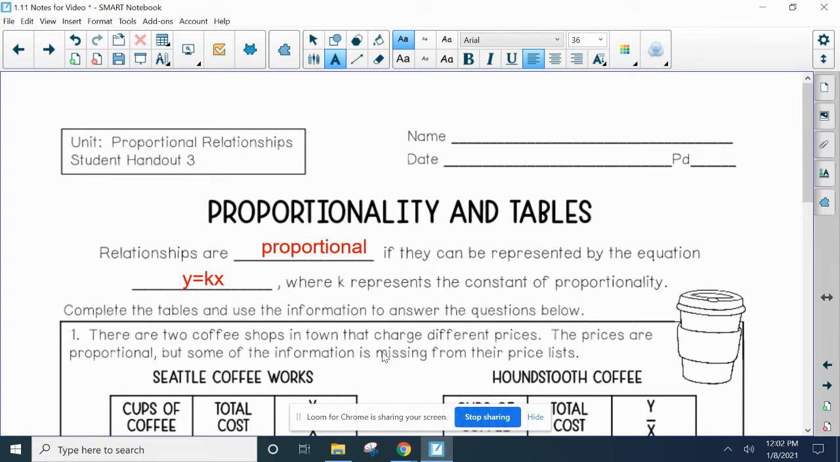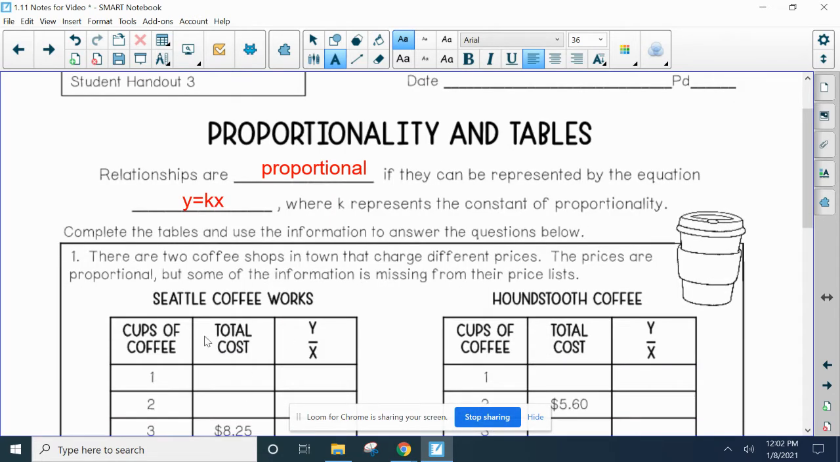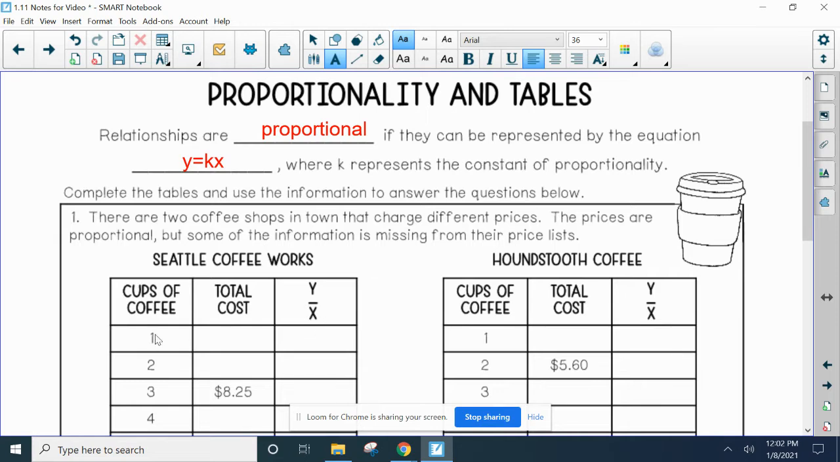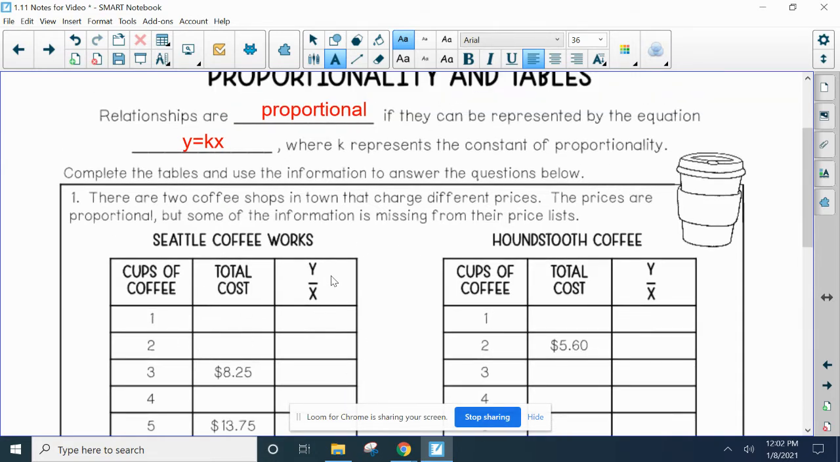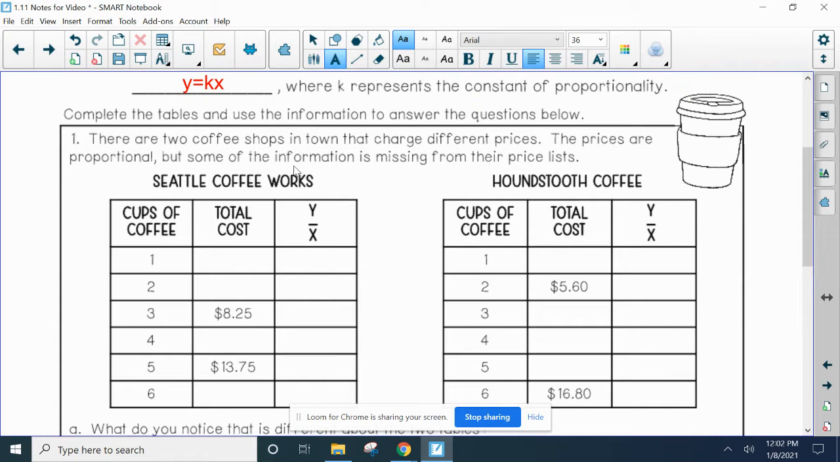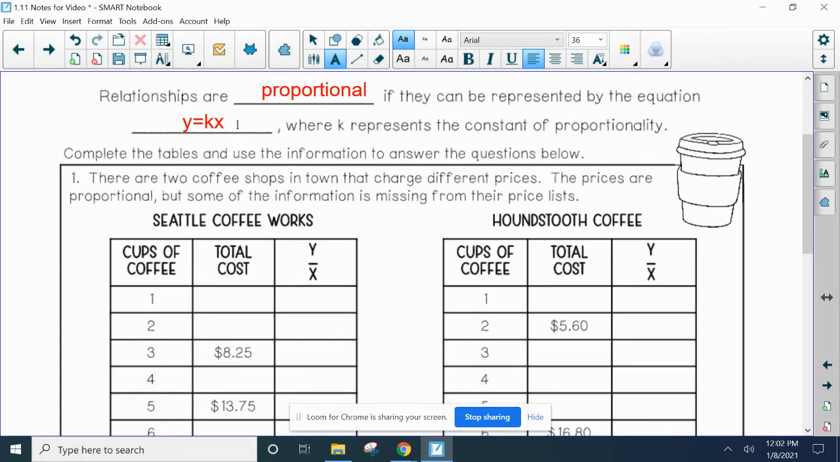All right. So relationships, and this keeps getting brought up because it's that important. Relationships are proportional if they can be represented by the equation y equals kx. They're proportional if we have that k, that constant of proportionality, from one y value divided by the x, that matches throughout the table. So last week when we were talking about this being the same, if it is not the same, it can't be represented by this equation.